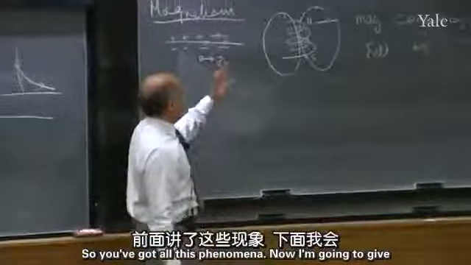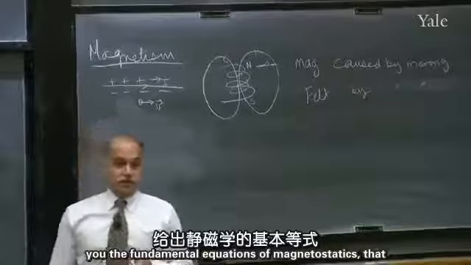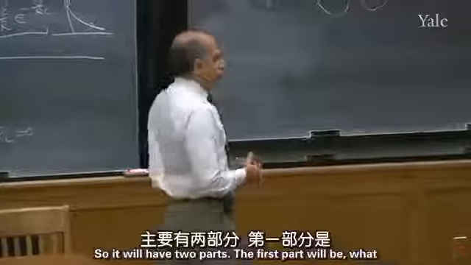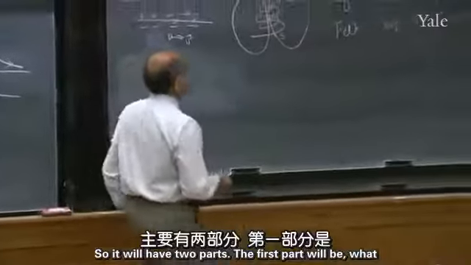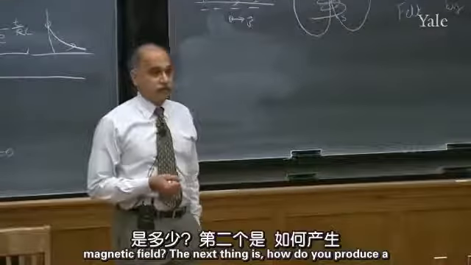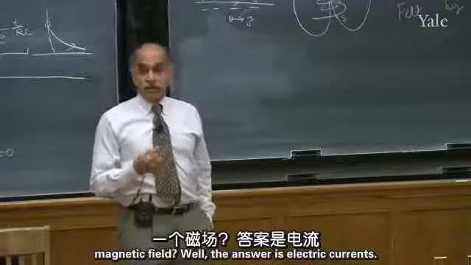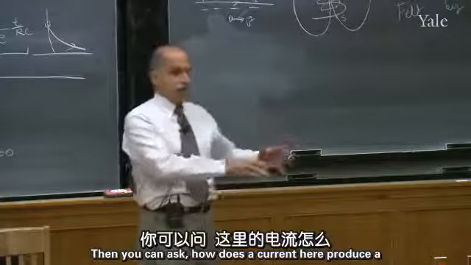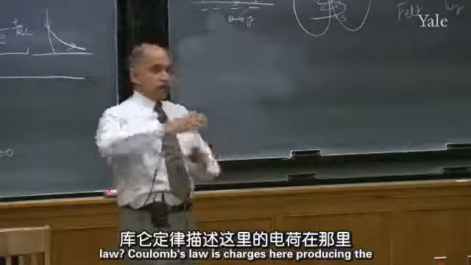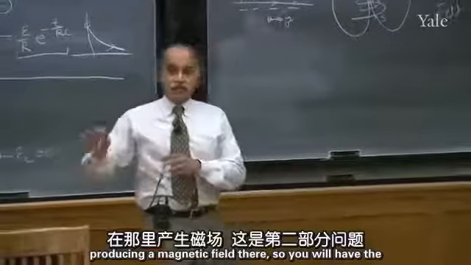So you've got all these phenomena. Now I'm going to give you the fundamental equations of magnetostatics that will explain everything I've described so far. So it'll have two parts. The first part will be, what is the force felt by a charge that's in motion in a magnetic field? The next thing is, how do you produce a magnetic field? Well, the answer is electric currents. Then you can ask, how does a current here produce a magnetic field there? What's the analog of Coulomb's law? Right? Coulomb's law is charges here producing an electric field there. Magnetism is a current here producing a magnetic field there. So you will have the second part.